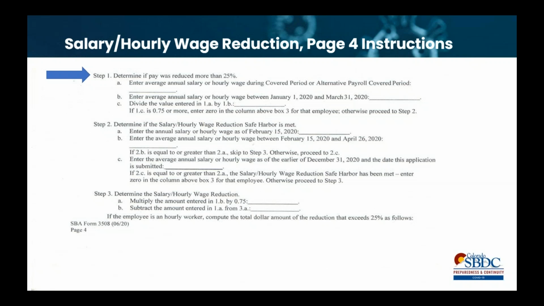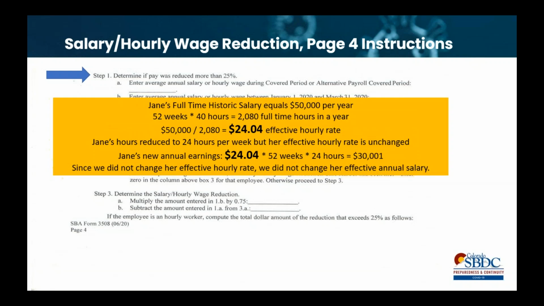As an example, let's say employee Jane had a full-time salary of $50,000 during the period between January 1st and March 31st, 2020. There are 2,080 work hours in an annual full-time schedule. This means Jane had an effective annual hourly salary rate of $24.04 per hour. Now let's say Jane's hours were cut to 24 hours per week during the pandemic, but we still paid her at an effective rate of $24.04 per hour.